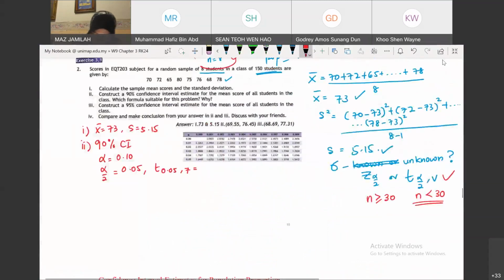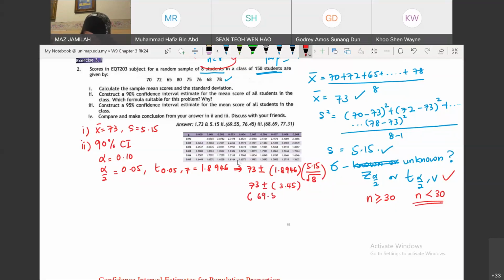So we have 1.8946. Continue. You have 73 plus minus 1.8946 multiplied with s, 5.15, divided by square root of 8. So you have 73 plus minus 3.45. So your CI is between 69.55 until 76.45.